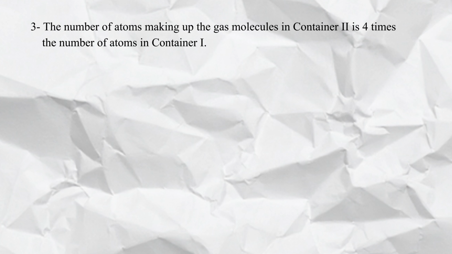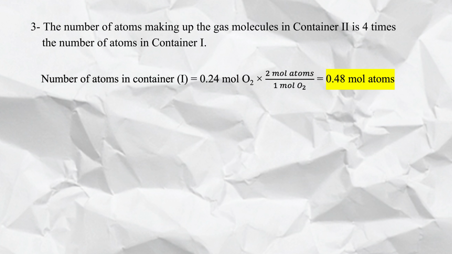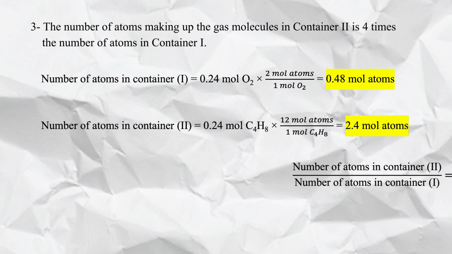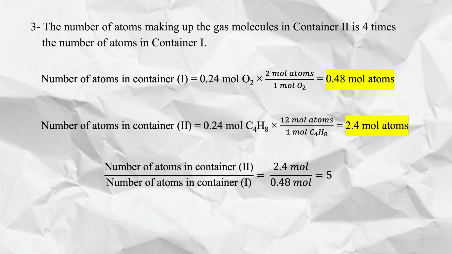Now statement 3. It says container 2 has 4 times the atoms of container 1. Let's count them up. In container 1, we got 0.48 moles of atoms. In container 2, we got 2.4 moles of atoms. Now, if we divide 2.4 by 0.48, we get 5, not 4. Bingo! This statement is the wrong one.